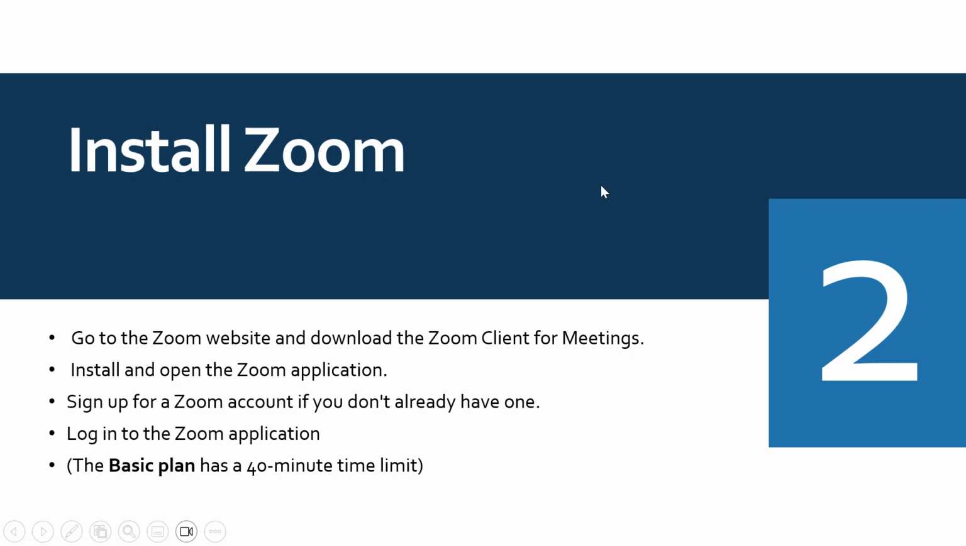Now, step two is to install Zoom. What we need to do here is to go to the Zoom website and download the Zoom client for meetings. Now, many of us will have already done this because we are all using Zoom for one meeting or the other. So it's very possible that we have done. But if this is your first time, just go to the Zoom website, look for the Zoom client, install that application, create an account if you don't have one, and then you log into the Zoom application.